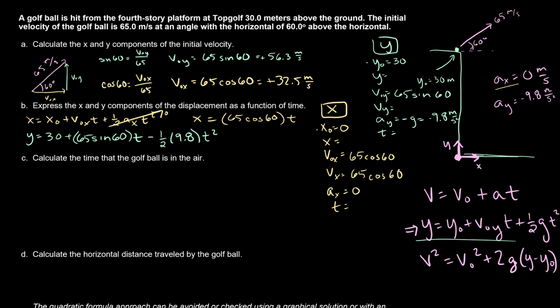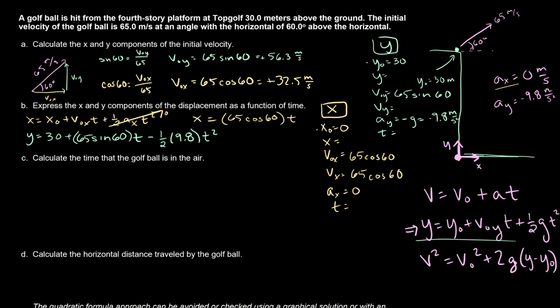Alrighty, so moving on to part C, calculate the time the golf ball is in the air. Okay, so here we have to think about, is it our x direction that dictates how long the ball is in the air, or is it our y direction? Okay, well, our y direction is where the ball is actually falling towards the ground. Yes, if the ball has a greater initial x velocity, it may travel further for a given initial y velocity, but it's the initial y velocity that dictates how long the object is going to be in the air.